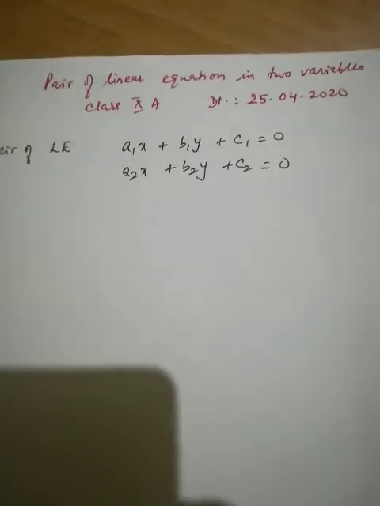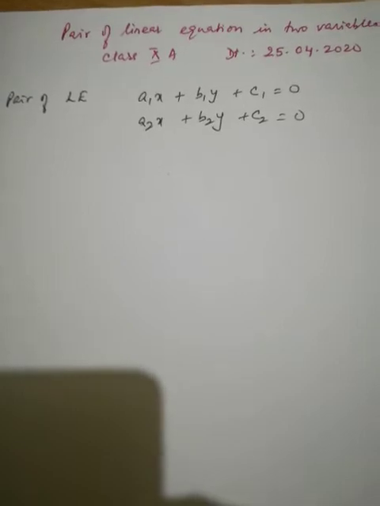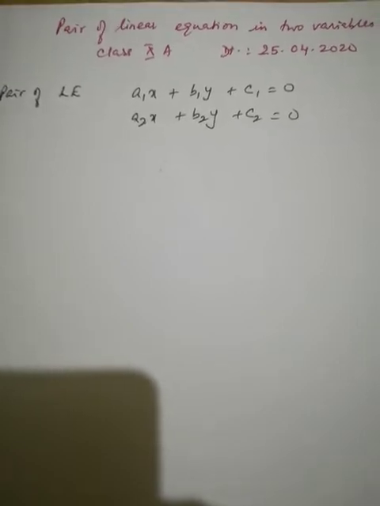Good afternoon, children. Linear equation in two variables. Yesterday we solved it graphically. You have done the graph and you have found that sometimes the two lines are parallel to each other, sometimes they are intersecting, and sometimes they are coincident. So today we are going to find out what the conditions are for the linear equations in two variables to have a solution.